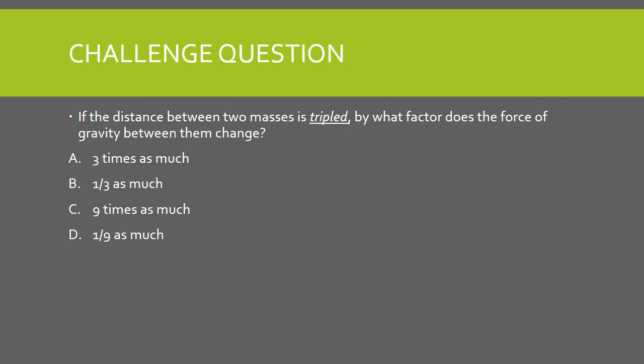So time for a challenge question. If the distance between two masses is tripled, by what factor does the force of gravity between them change? Is it A, 3 times as much, B, 1/3 as much, C, 9 times as much, or D, 1/9 as much?